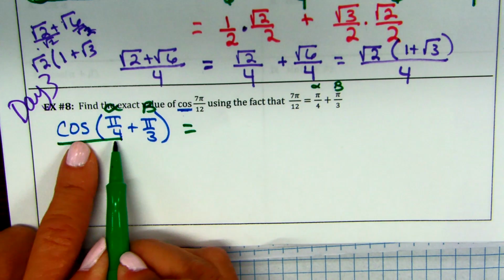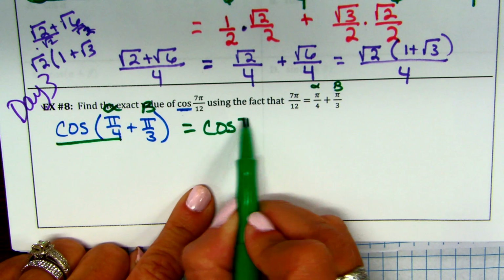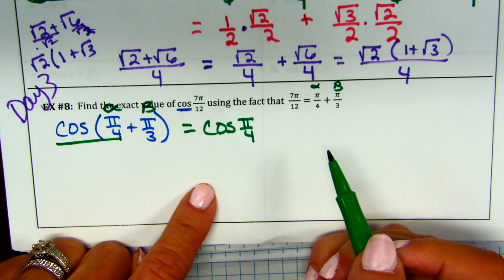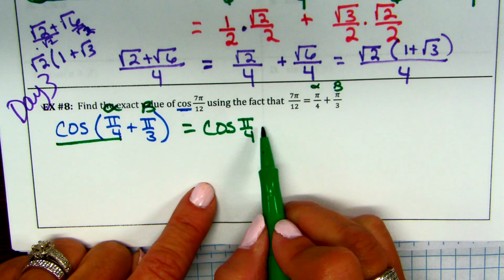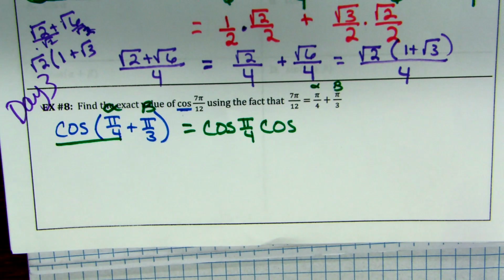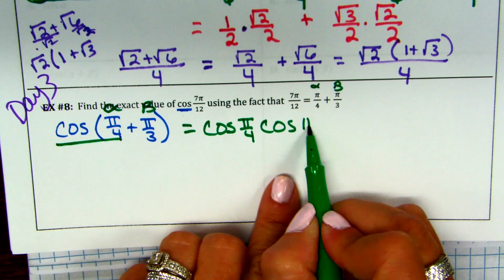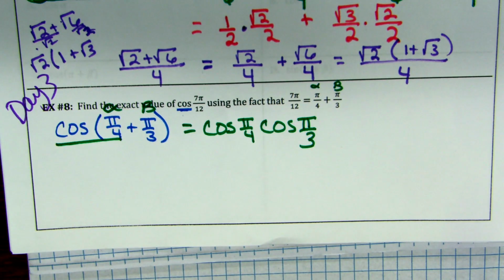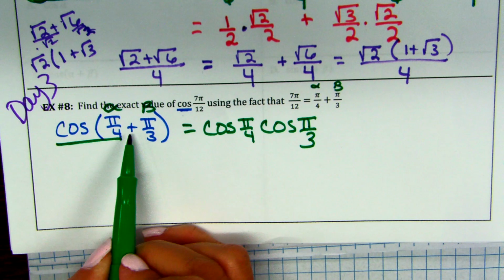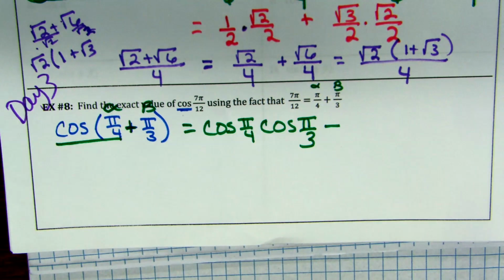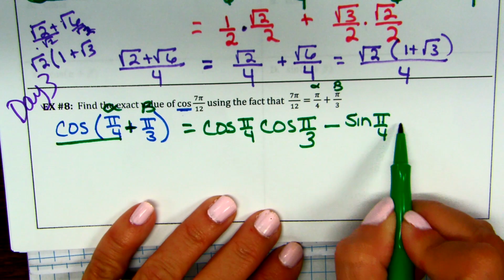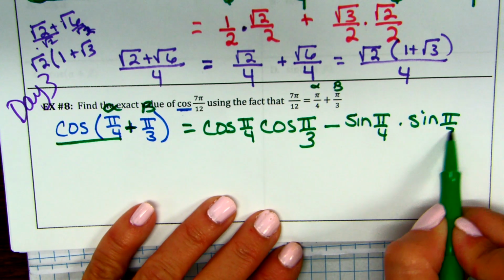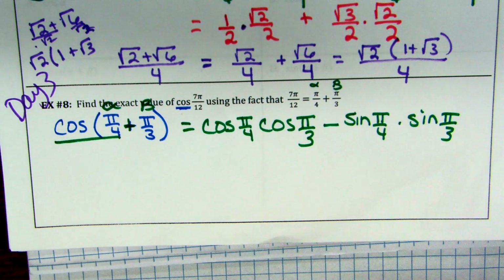Always start with the very first thing you see. So it's cosine of pi over 4. And cosine is not social. It doesn't start with an S. Cosine is not social, so we're going to keep cosine with cosine. And we already used pi over 4, so we're going to use pi over 3. And then cosine starts with a C, so that means we're going to change the sign to negative. And now we're going to do sine, sine. And we always keep alpha and beta in the same order, so it's sine of pi over 4 times sine of pi over 3, right? Alpha, beta, alpha, beta, alpha, beta.